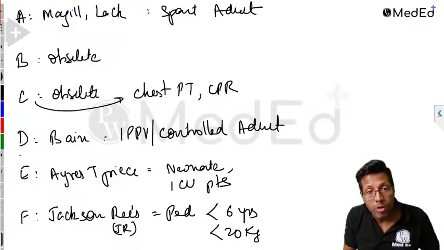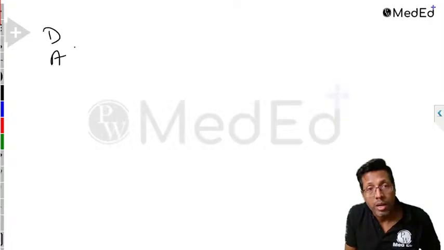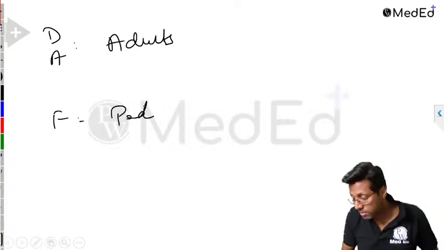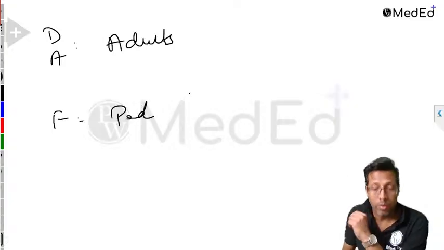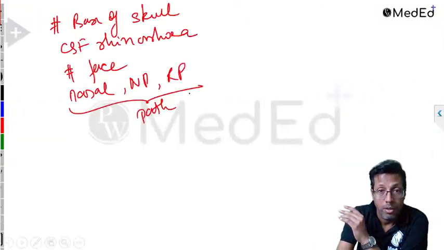So you guys need to remember just 3 circuits from here. Those 3 circuits are A, D and F. So remember, A and D are both used in adults, right? Mapleson F is what is used in pediatrics. Clear, everyone? These are the normal questions which come.